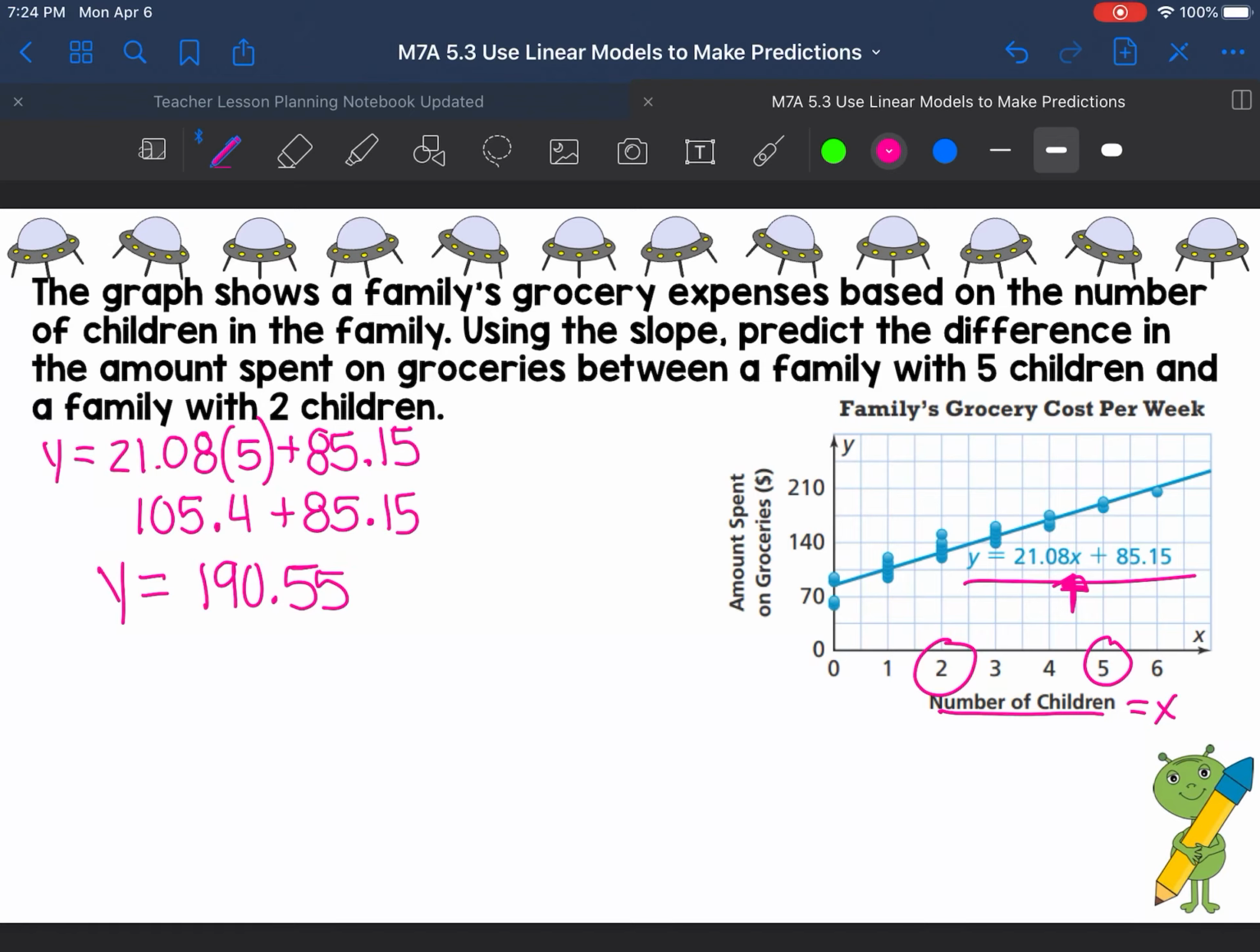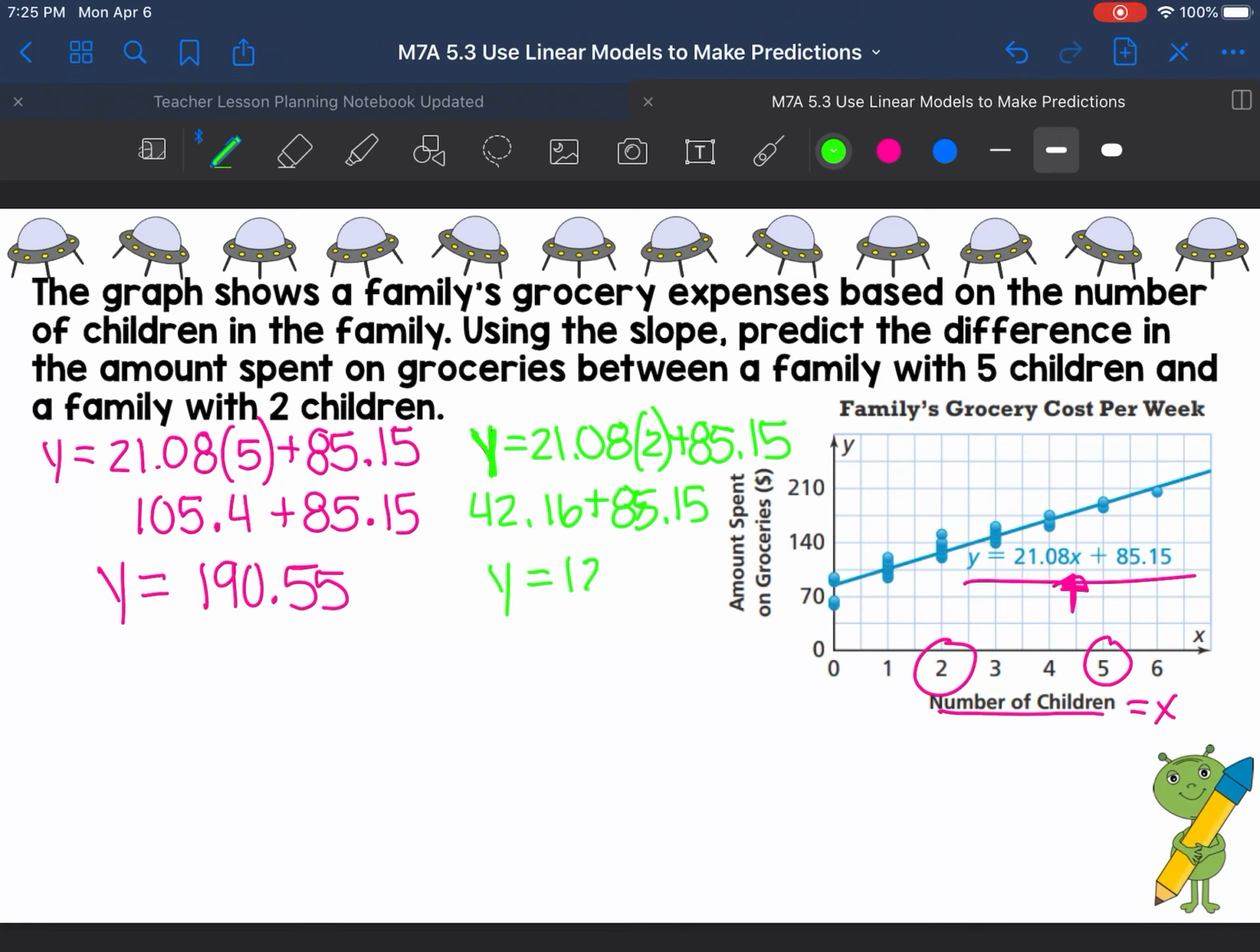So now I need to do the same thing, but this time instead of 5 children, I need to see how much it costs to feed 2 children. So I'm going to do the same exact thing, except this time I'm going to do it in green. Y equals 21.08. This time my X is going to be 2, plus 85.15. So 21.08 times 2 is 42.16, plus 85.15. That 5 went weird on me.